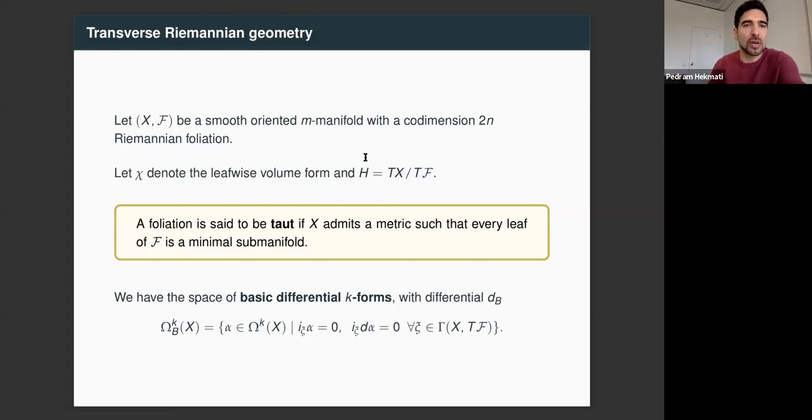So the setup is we're on an oriented manifold M with a codimension 2n Riemannian foliation. Riemannian foliation means that you have a bundle-like metric such that locally the foliation is a Riemannian submersion.